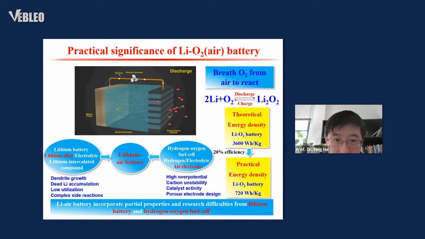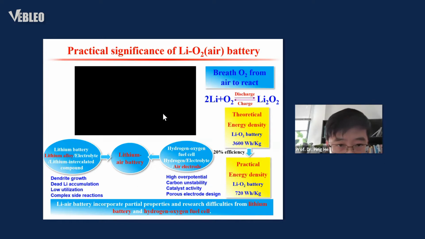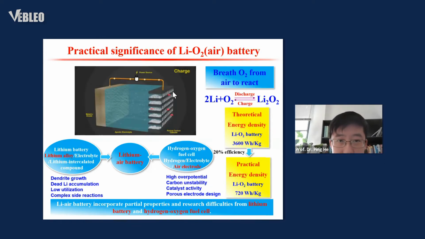we are very familiar with the lithium-ion battery. What is the lithium oxygen battery? You can see this cartoon picture. Why does the lithium oxygen battery discharge? At the cathode, the oxygen will form lithium peroxide, and during the charge, the lithium peroxide will form lithium and oxygen.